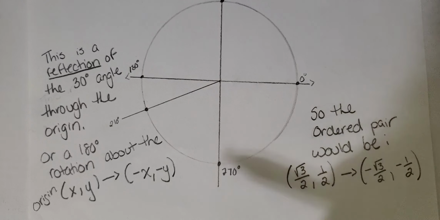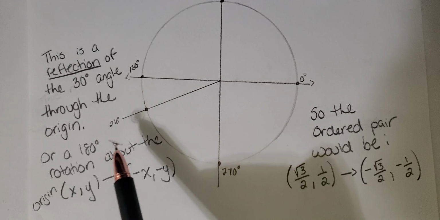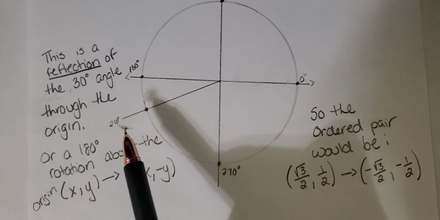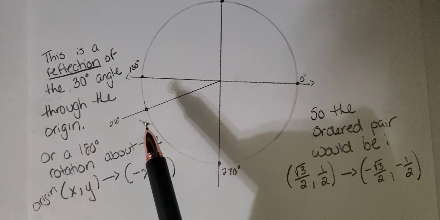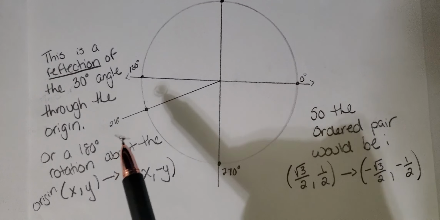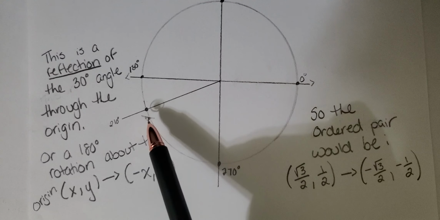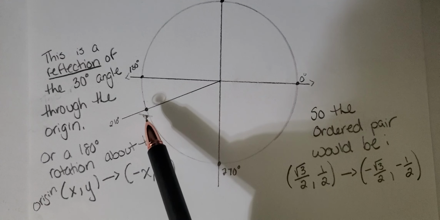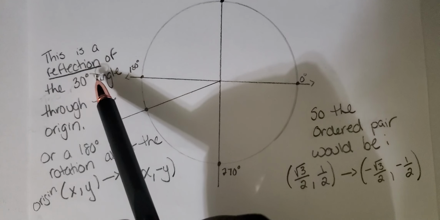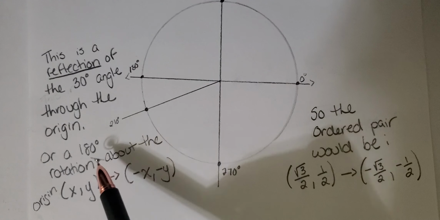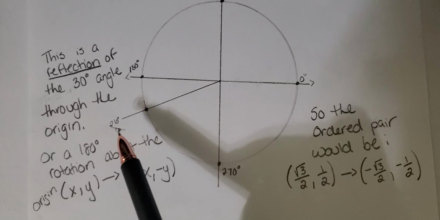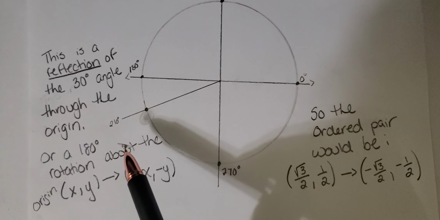So let's look at the 210-degree angle. The 210-degree angle, if you look at the image on your paper, is actually a reflection of the 30-degree angle. So if you look at the 30-degree angle, it looks like it shoots straight across the origin and then boom, lies on the 210-degree angle. So if that's the case, I can use my knowledge of reflection and also my knowledge of 180-degree rotations to figure out the ordered pair for the 210-degree angle without having to do any other trig work.